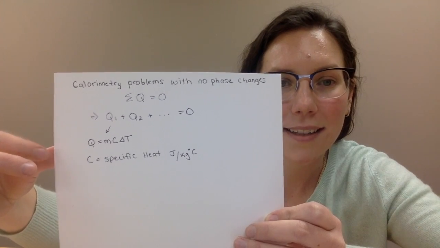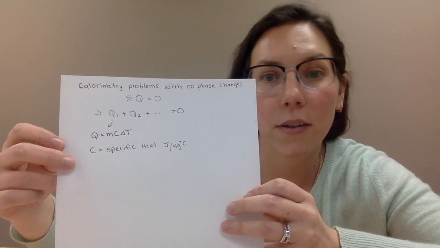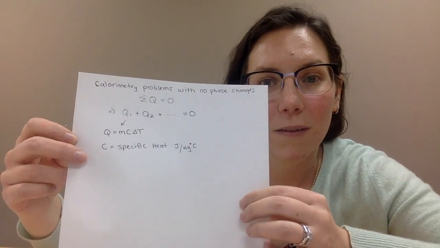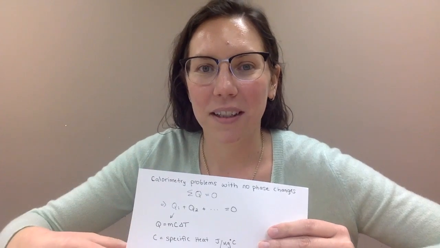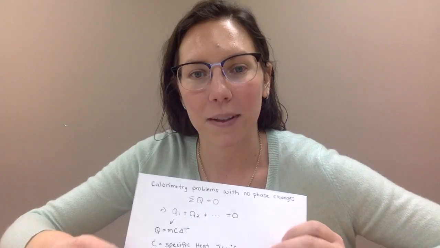M is the mass in kilograms. Delta T is the change in temperature, either in degrees Celsius or Kelvin. And C is the specific heat in joules per kilogram degrees Celsius. The specific heat is specific to the material, and it gives us the amount of energy required to increase the temperature of 1 kilogram of the substance by 1 degree Celsius. You can find those in a table generally for the question, and I'll give them to you here as we work through the examples.